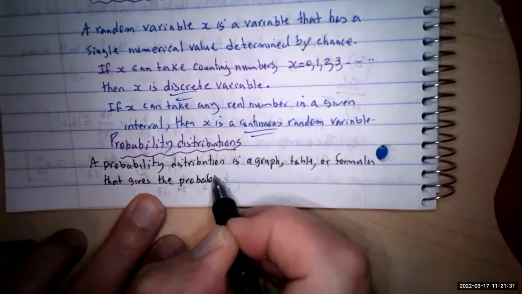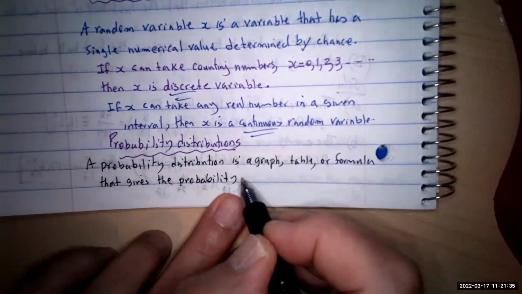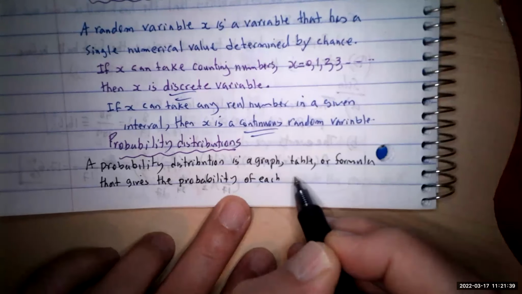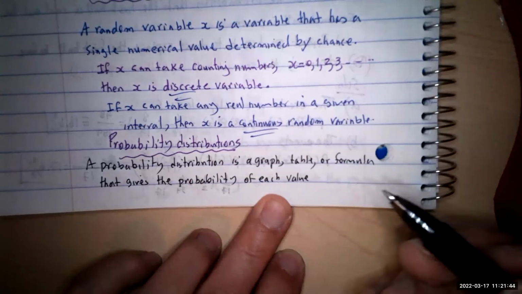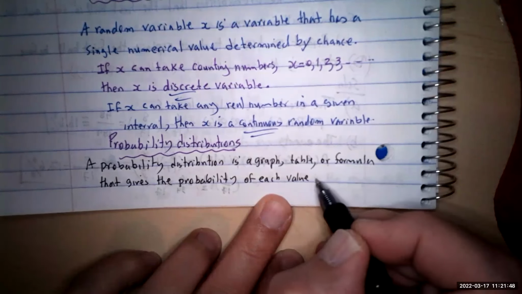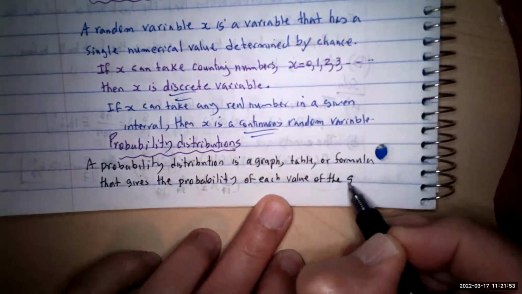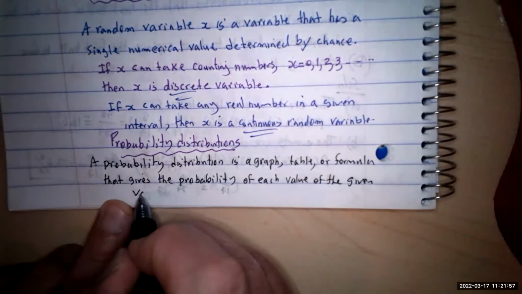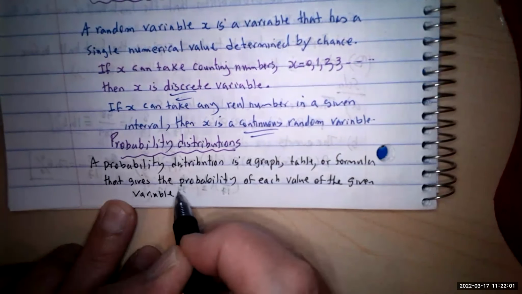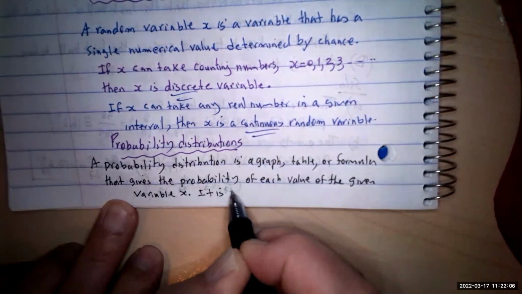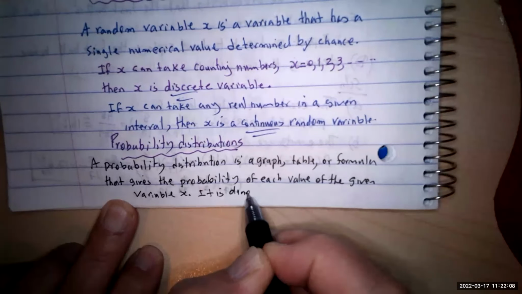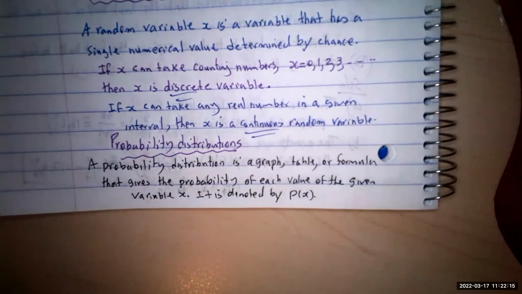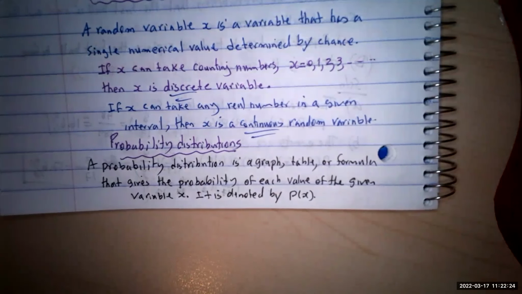That gives the probability of each value of the given variable x. It is going to be denoted by p of x, like f of x, we say p of x. So as I told you, when we say p of x, this means probability of getting x. What is the chance? So the result must be given in the probability format, if you like. That's going to be the case. Okay, any question?